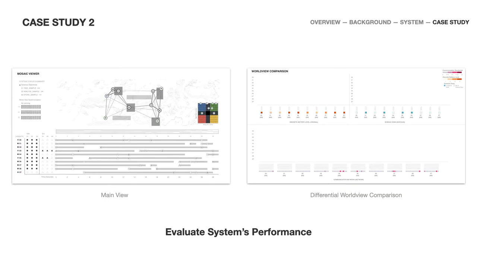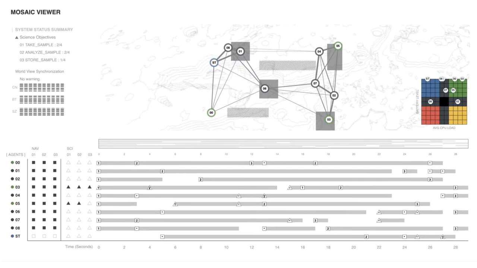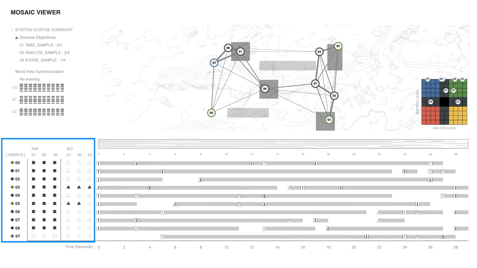As a second case study, we show how operators can evaluate the robots' scheduling performance. The summary view in the main view does not display a desynchronization warning, and DWC also does not show any disagreements. The operator concludes that the robots' worldviews are in sync and moves on to assess how many tasks are being performed and by whom. The operator looks at the task abstraction to obtain a high-level overview of the system's performance.